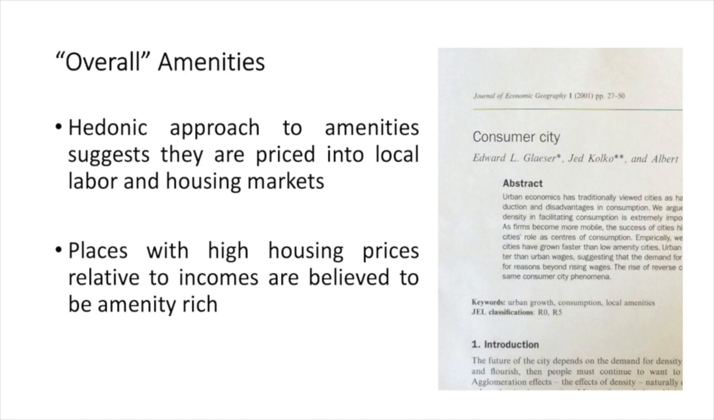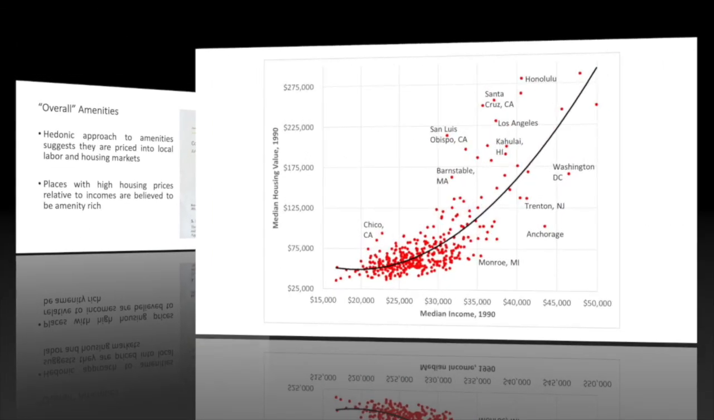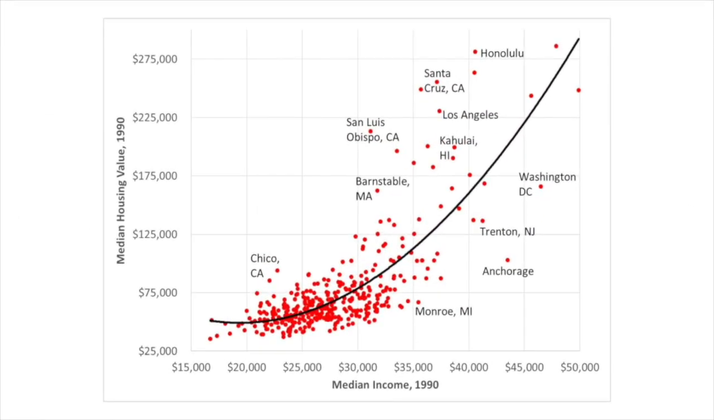You might recall that the hedonic approach to amenities is based on the premise that amenities are priced into local labor and housing markets. So places with high housing prices relative to incomes are believed to be amenity rich. This means that we can use data on housing values and incomes to actually calculate a measure of amenities.